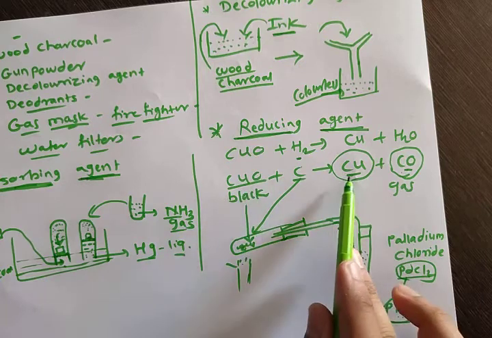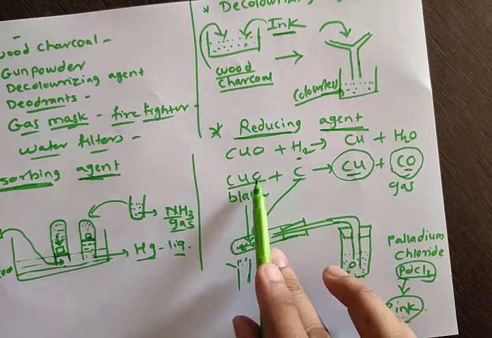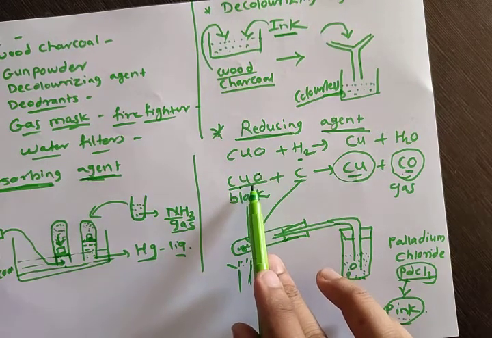See here, reducing agent means what? Which absorbs oxygen. So carbon has absorbed the oxygen from the copper oxide. Okay, so this is about the wood charcoal.